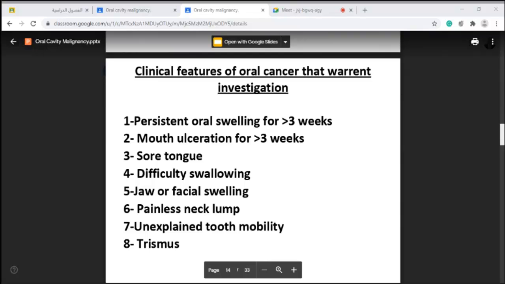Or jaw or facial swelling, and also may present with a painless neck lump, which is due to lymph node metastasis. So this neck mass, we will present the size, the most common size, 5 size of lymph node in the neck. A painful cervical lymph node is very serious. This may harbor a tumor. The patient may present with a secondary tumor in the lymph nodes.